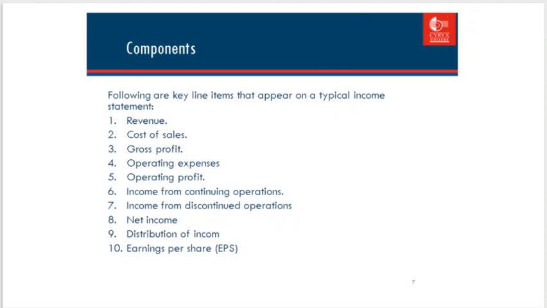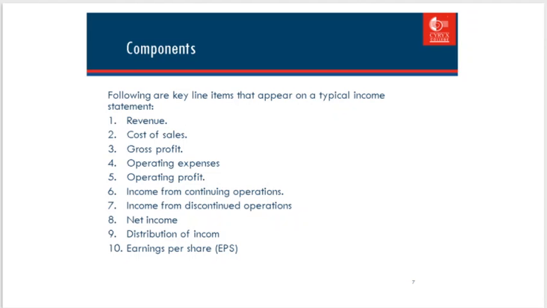Fifth, operating profit, equivalent to earnings before interest and taxes, EBIT, equals gross profit minus operating expenses, as the name suggests. It is the profit after cost of sales and all operating expenses have been charged to revenue. It is before any adjustment for interest or investment income and interest expense and taxes.